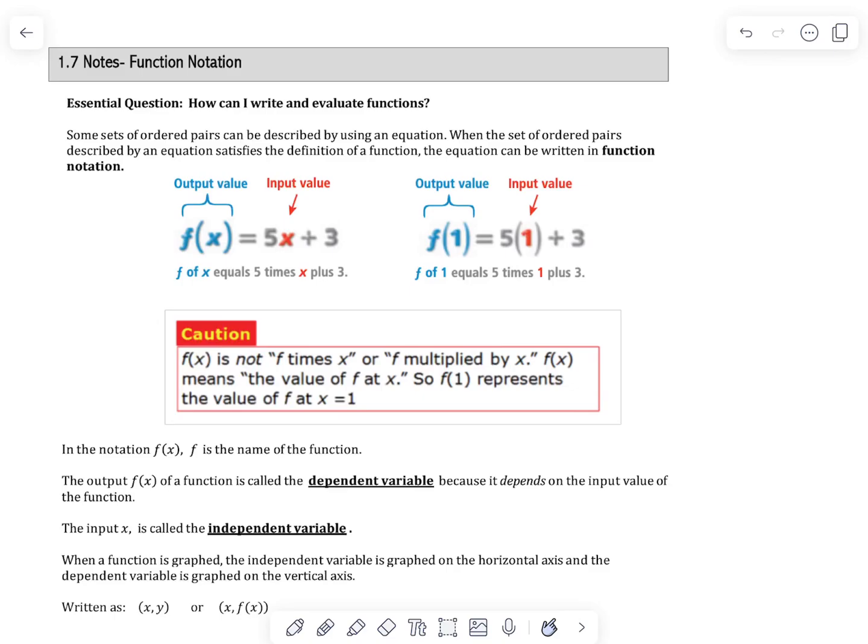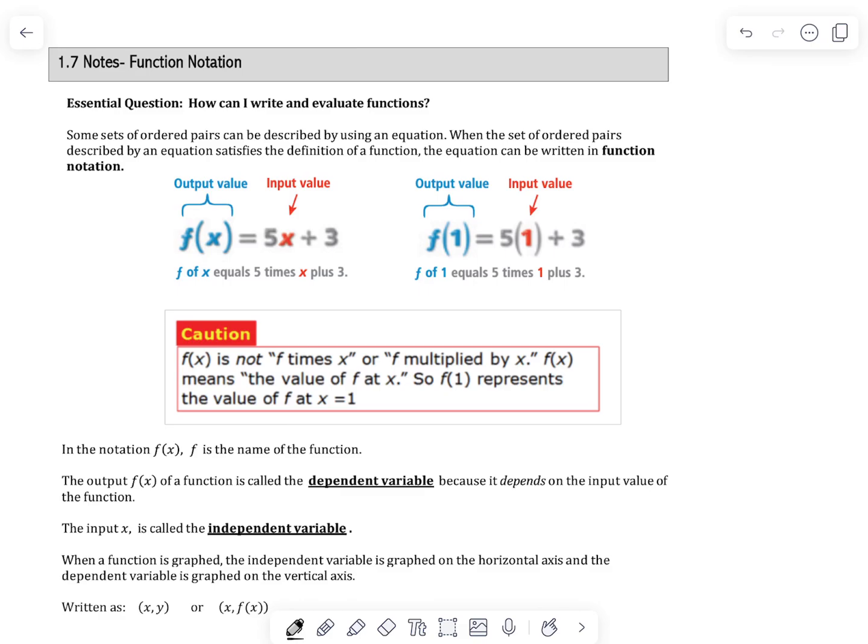All right, this is 1-7 on function notation. Some numbers can be described as an equation. When the set of ordered pairs described by an equation satisfies a function, then we use function notation. So the first example here says f of x equals 5x plus 3. The output value is the f of x, and the input value goes in for x.